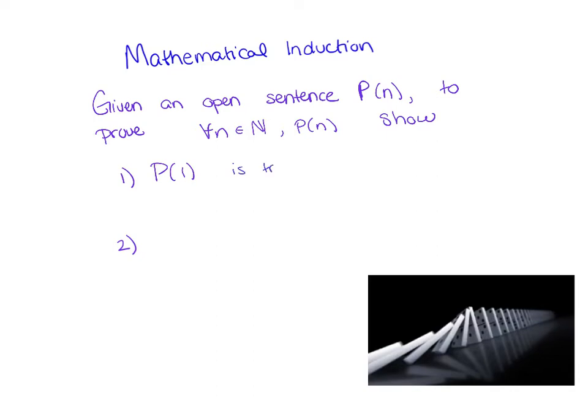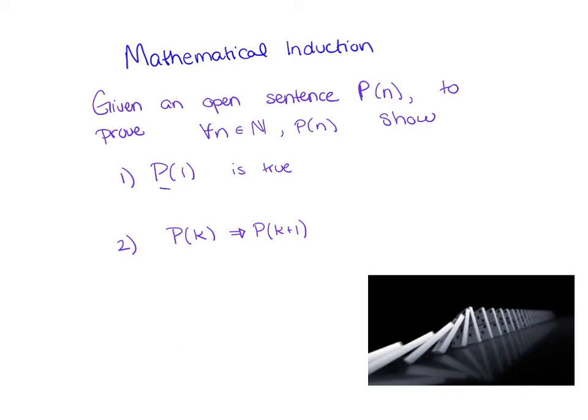We want to show that it's true for the first statement. And then we want to show that P sub k implies P sub k plus 1. So for every statement it's true for, it has to be true for the next statement as well. And then it has to be true for every statement. So these are the two big things that we have to show. They have special names, so let's go ahead and name them here.